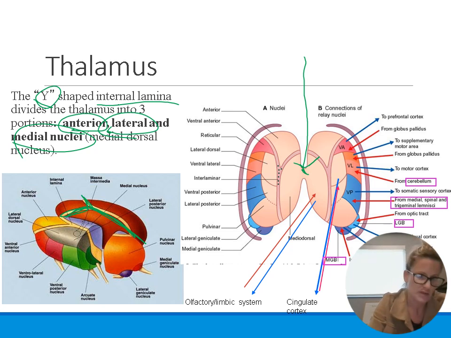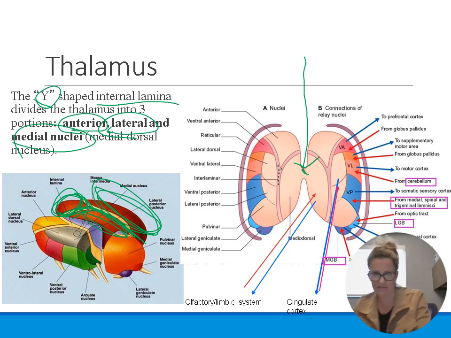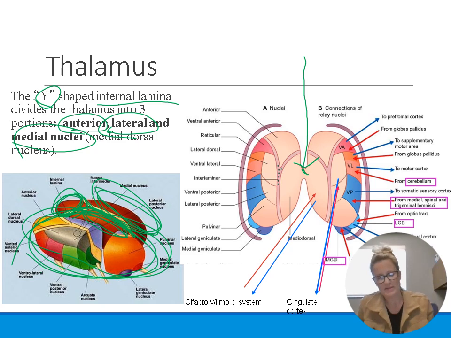It's kind of self-explanatory, but the anterior nucleus is here in the very front. The lateral nucleus is here on the outside. And then the medial nucleus, which is also sometimes called the medial dorsal nucleus, is here towards the center. Now, those three parts get further subdivided, as you can see here on this other side. So this colorful thalamus, or the left thalamus in this case, shows you how each of those nuclei get further subdivided into specific regions.